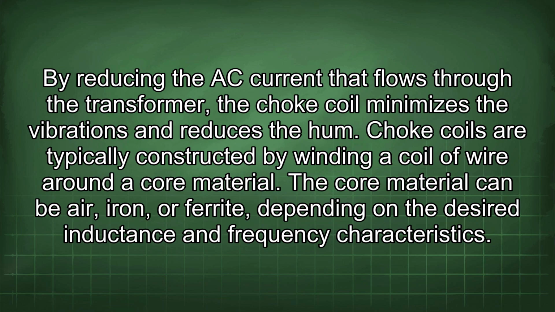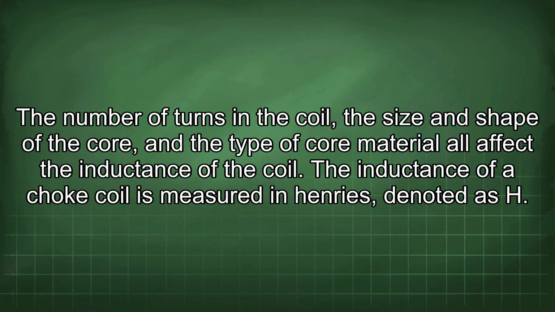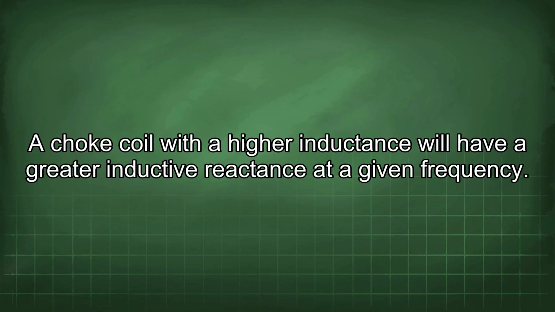Choke coils are typically constructed by winding a coil of wire around a core material. The core material can be air, iron, or ferrite, depending on the desired inductance and frequency characteristics. The number of turns in the coil, the size and shape of the core, and the type of core material all affect the inductance of the coil. The inductance of a choke coil is measured in henries, denoted as H. A choke coil with a higher inductance will have a greater inductive reactance at a given frequency.